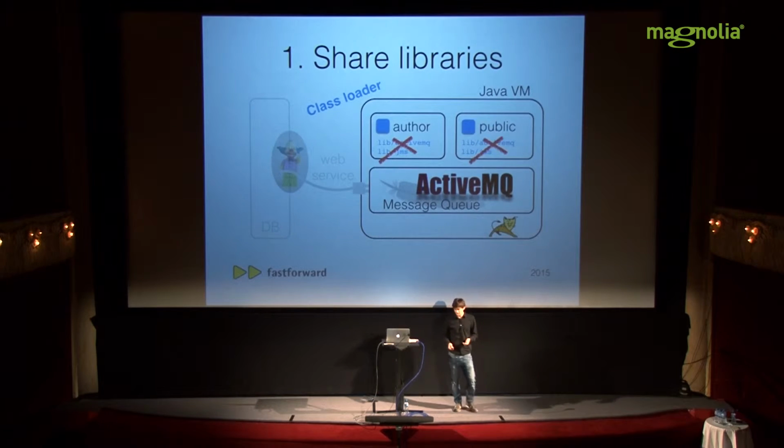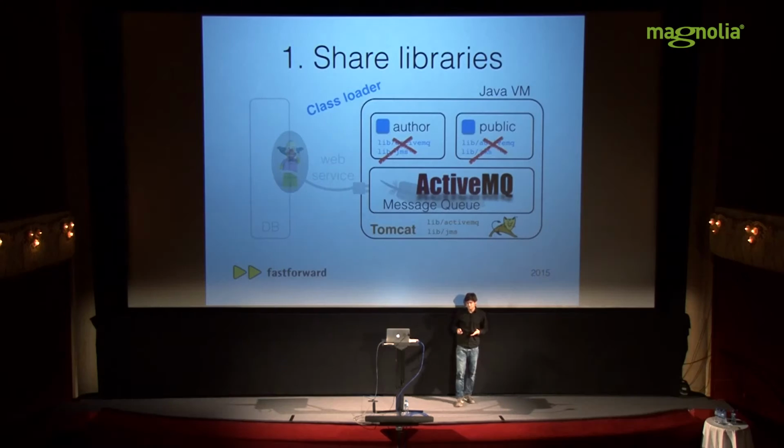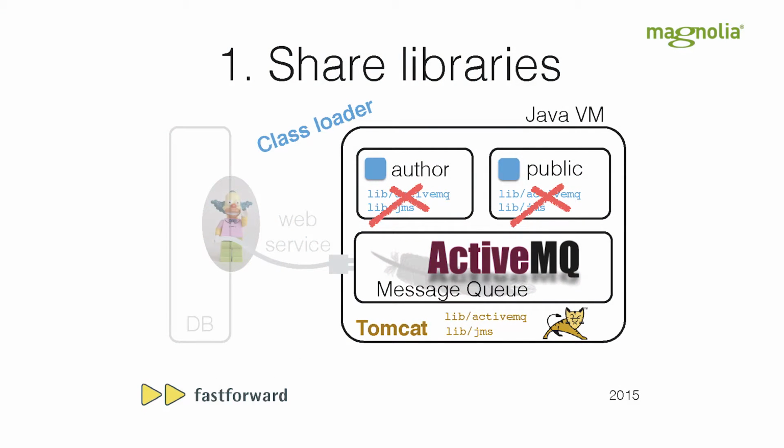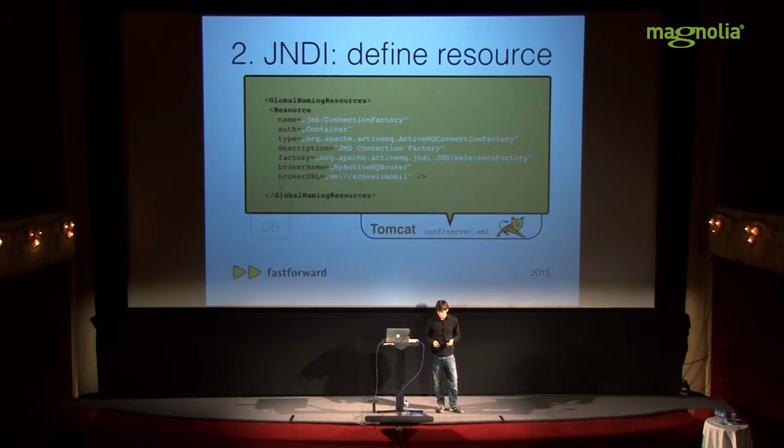To do so, Tomcat provides a third class loader, which is a parent to the author and public class loaders. It's called the common class loader. And you can load classes by putting JARs into the lib directory of the Tomcat itself.